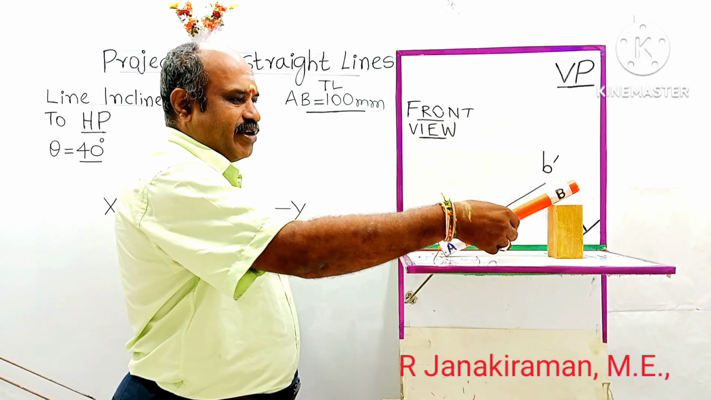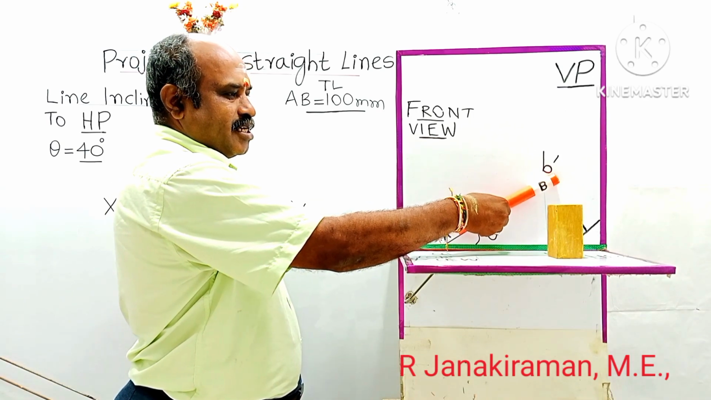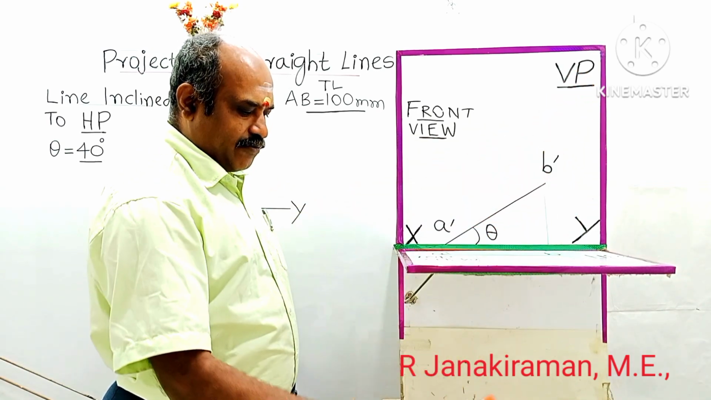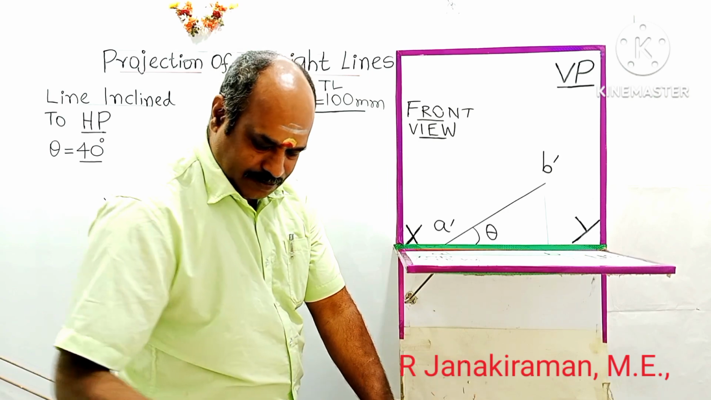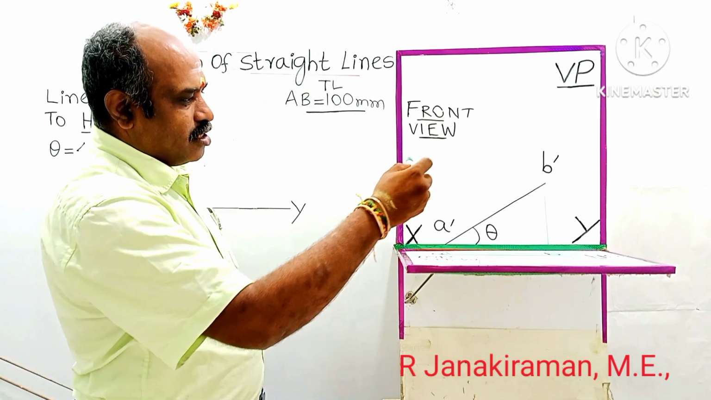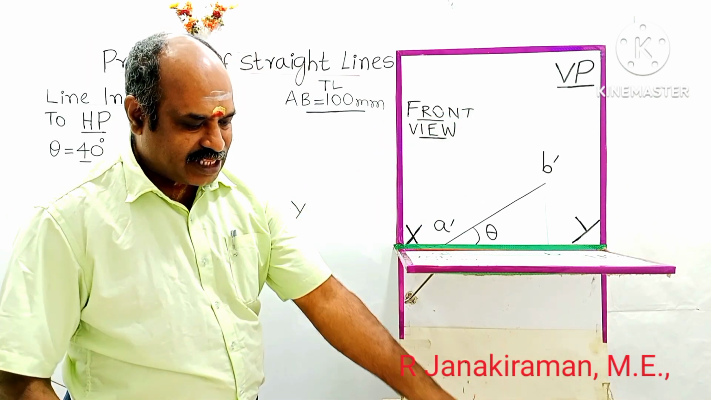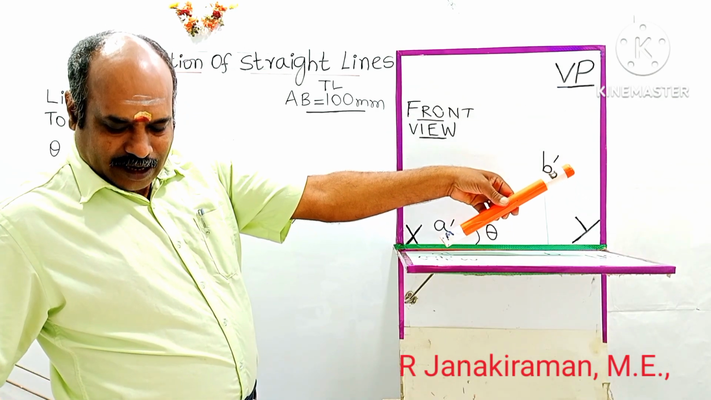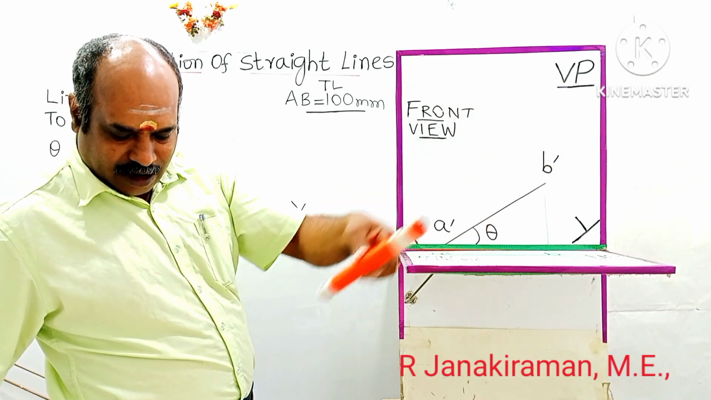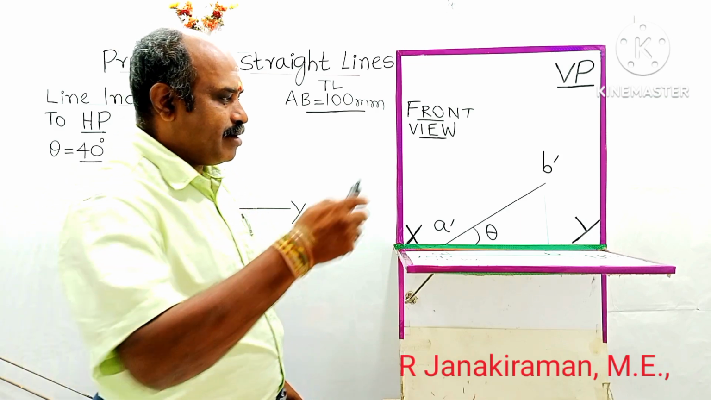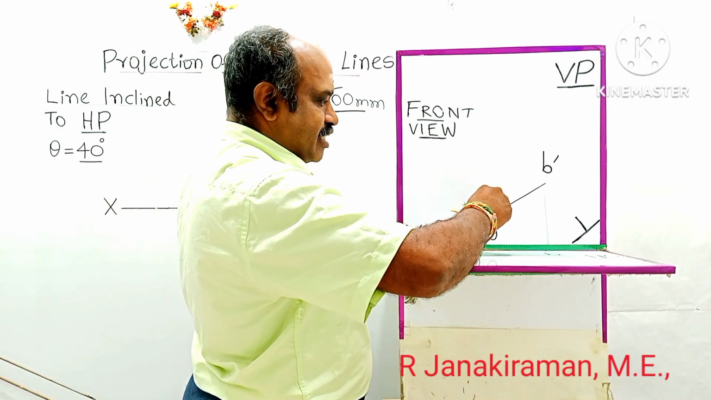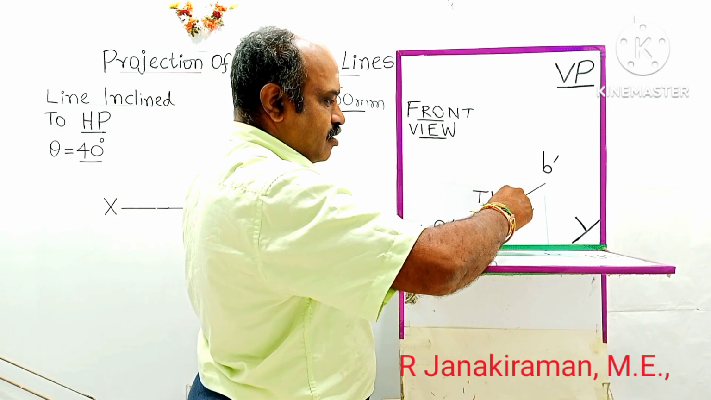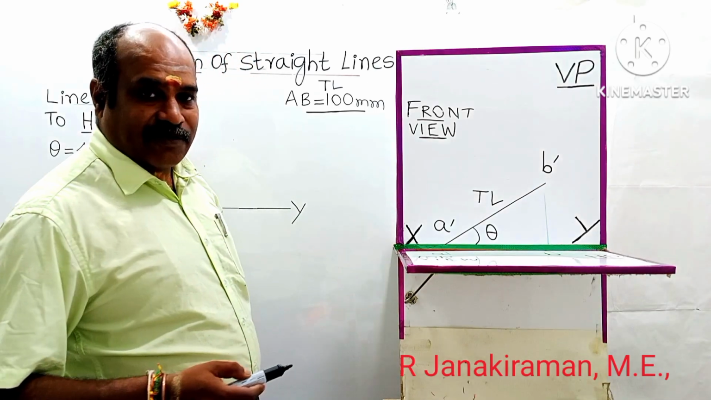After projecting on the vertical plane like this, the view obtained is called a front view. This will have the true length. Whatever the length of the line is, that can be traced or projected on the vertical plane, called the true length, 100 mm. TL stands for true length. The view obtained is called a front view.